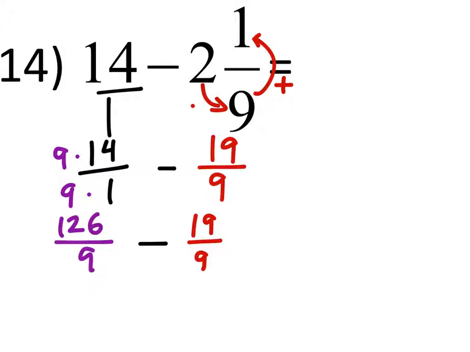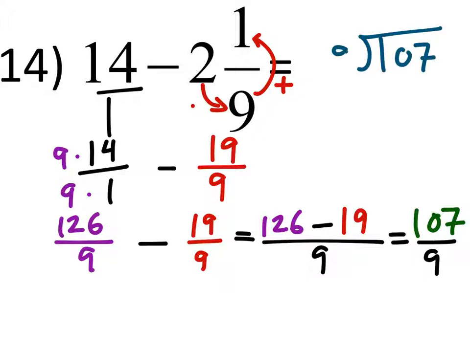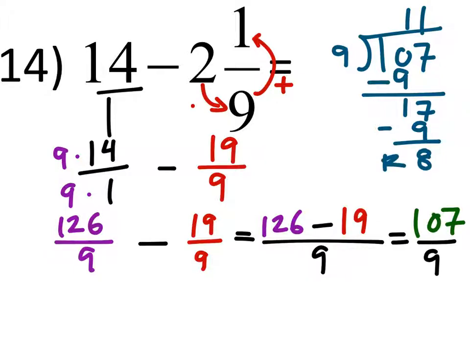well, now I got 9ths, which is great, and I'm subtracting. So I got 126 minus the 19, which in 9ths leaves me with 107. So I'll do 107 divided by 9. That'll go into 10 once, minus 9, 17. That's once again. And a remainder of 8. So my final answer, 11, with a remainder of 8 out of the 9.